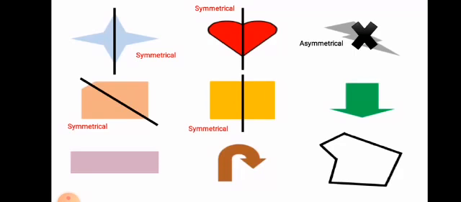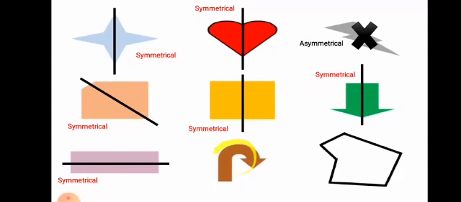What about this shape here? Can you divide it into two similar sides? Very good. No. So, it's an asymmetrical shape. And here. Super. Yeah, we can divide it into two similar sides. This is a symmetrical shape. The same is here. We can see here two similar sides. So, also this is a symmetrical shape.